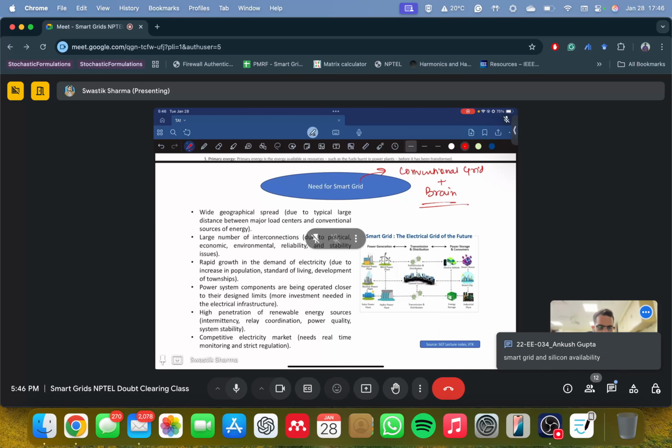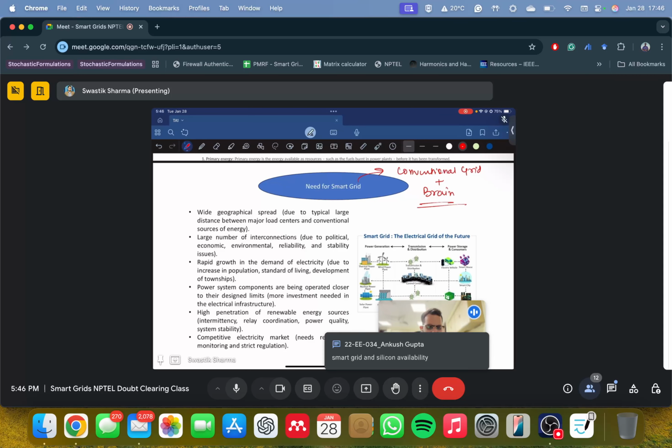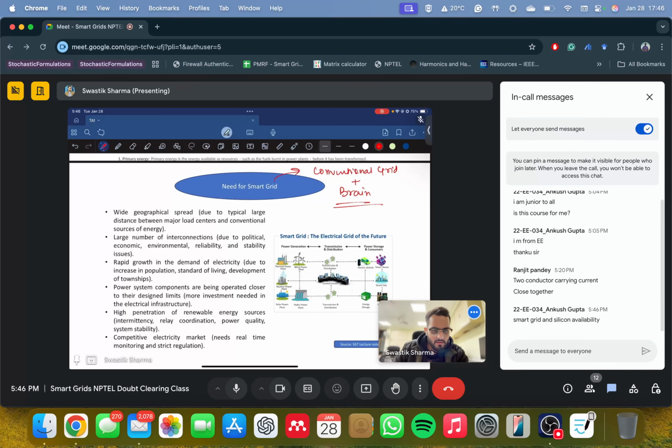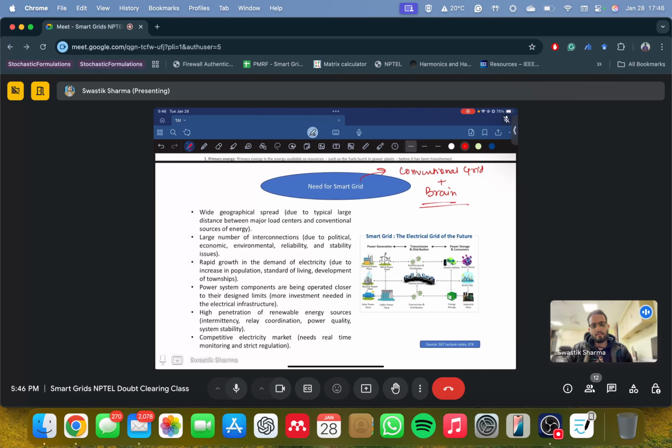This is smart grid and silicon availability. What is silicon availability? For photovoltaic energy, yes, but there's more groundbreaking research happening right now. So it's not just silicon. There is one more metal that they are currently testing on.